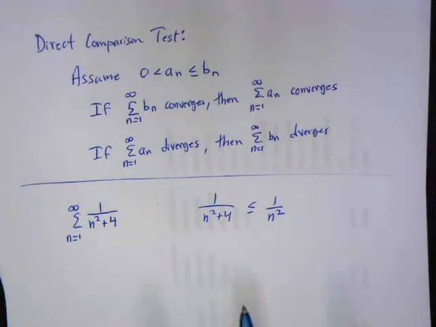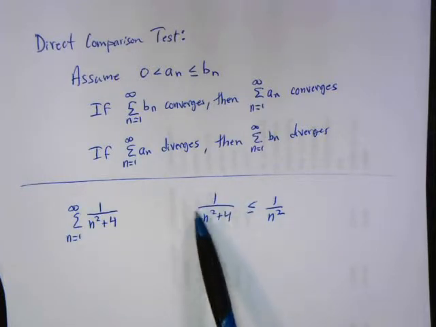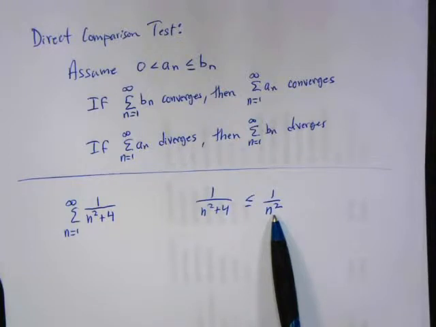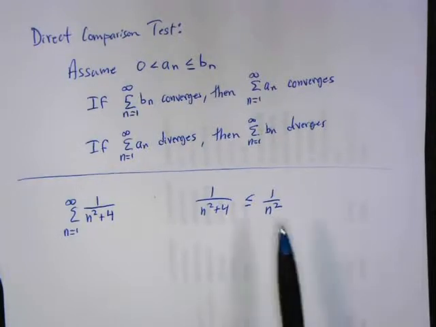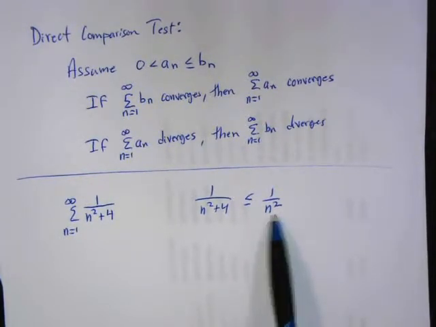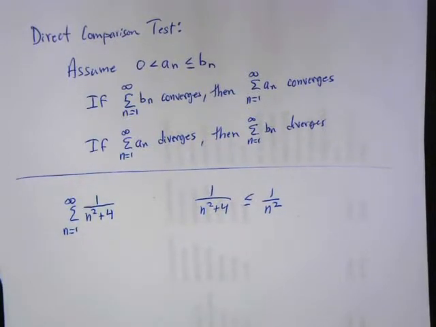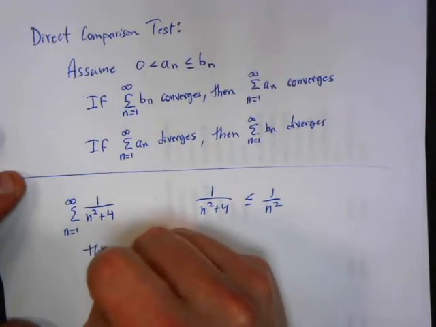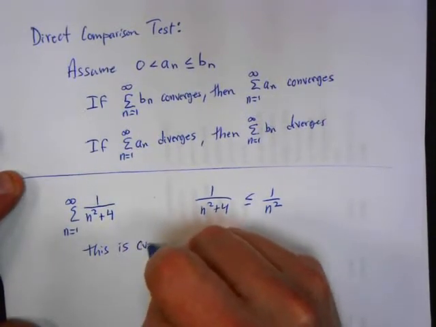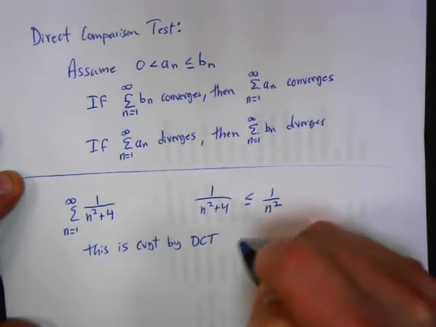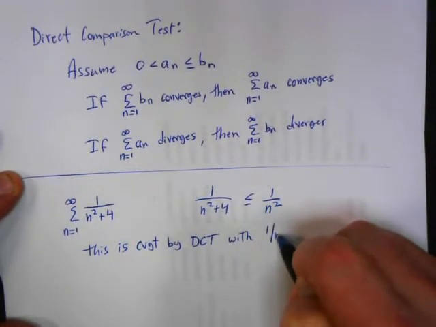So, we can use a direct comparison test. We have that our series, our terms, are less than or equal to 1 over n squared. And what do we know about the sum of 1 over n squared? It's a convergent p-series. Since this is convergent, and this one's even smaller, that one has to converge. This is convergent by direct comparison test with 1 over n squared.